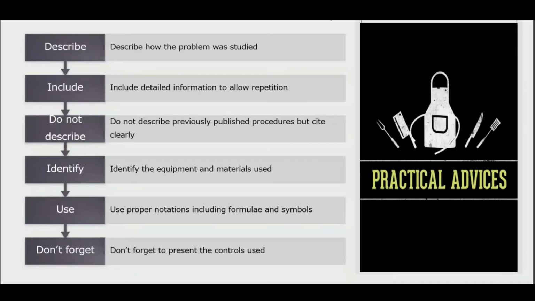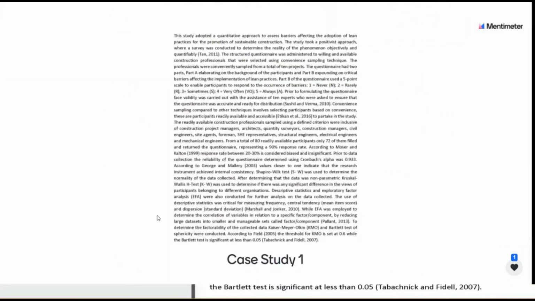Identify the equipment and materials, as mentioned earlier, and use proper notation, including the formulas and symbols if you have them, especially when you make use of some formula in doing the analysis. You need to provide all the abbreviations, all the formulas and symbols, and don't forget to present the control variables that you probably used in your research.